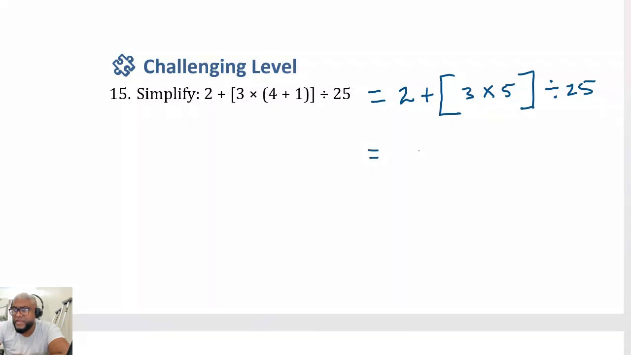What's the next step here, Sapphire? Multiply the 3 by 5, which should be 15. Excellent. Then add the 2 and then divided by 25. Put back everything in the order, don't mix up the order.